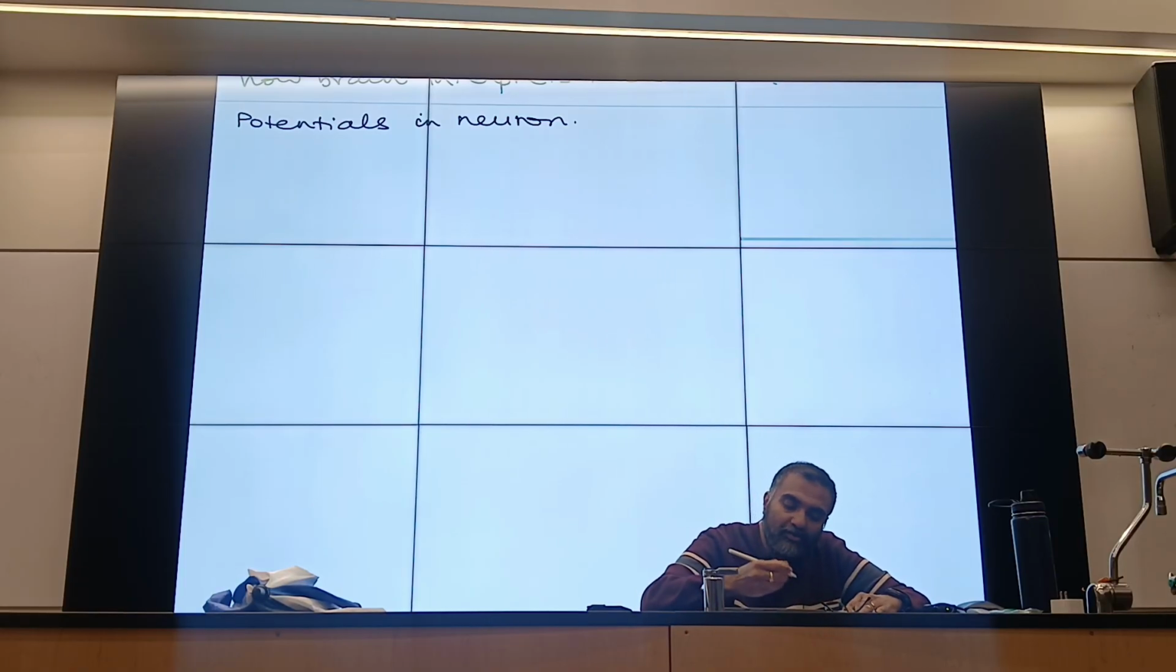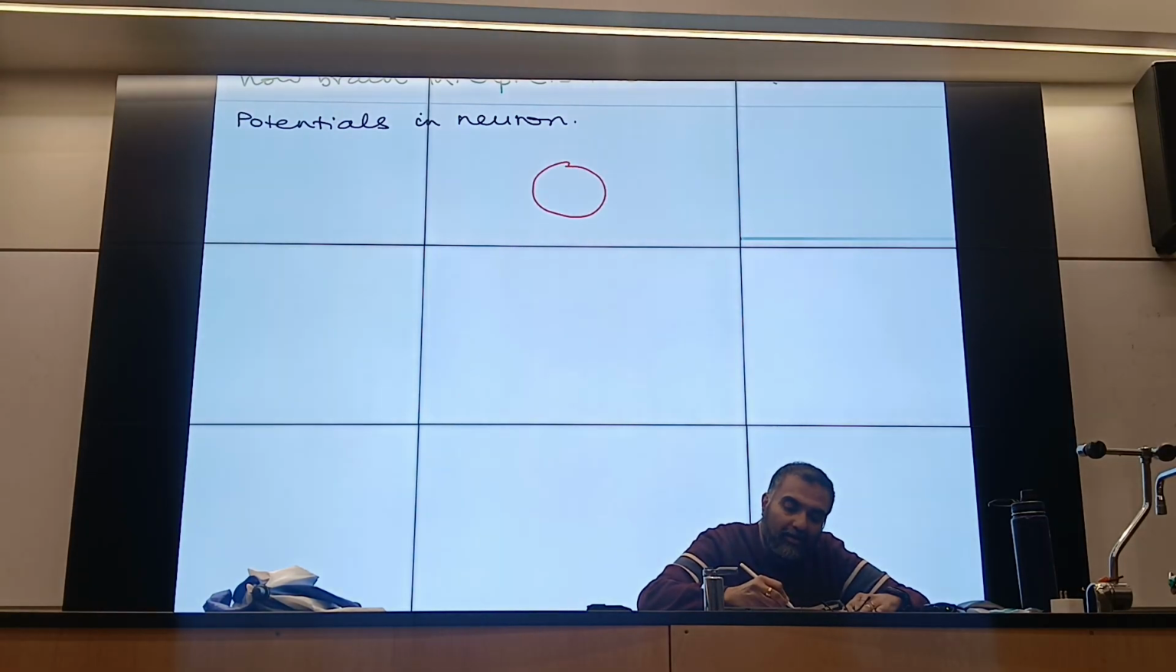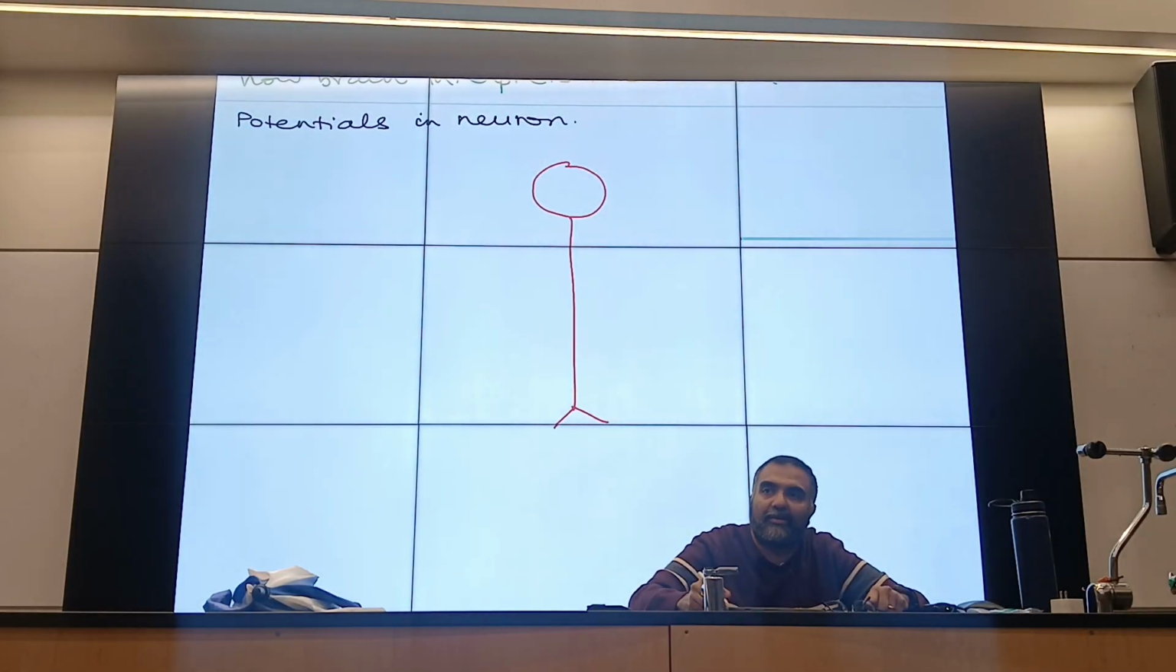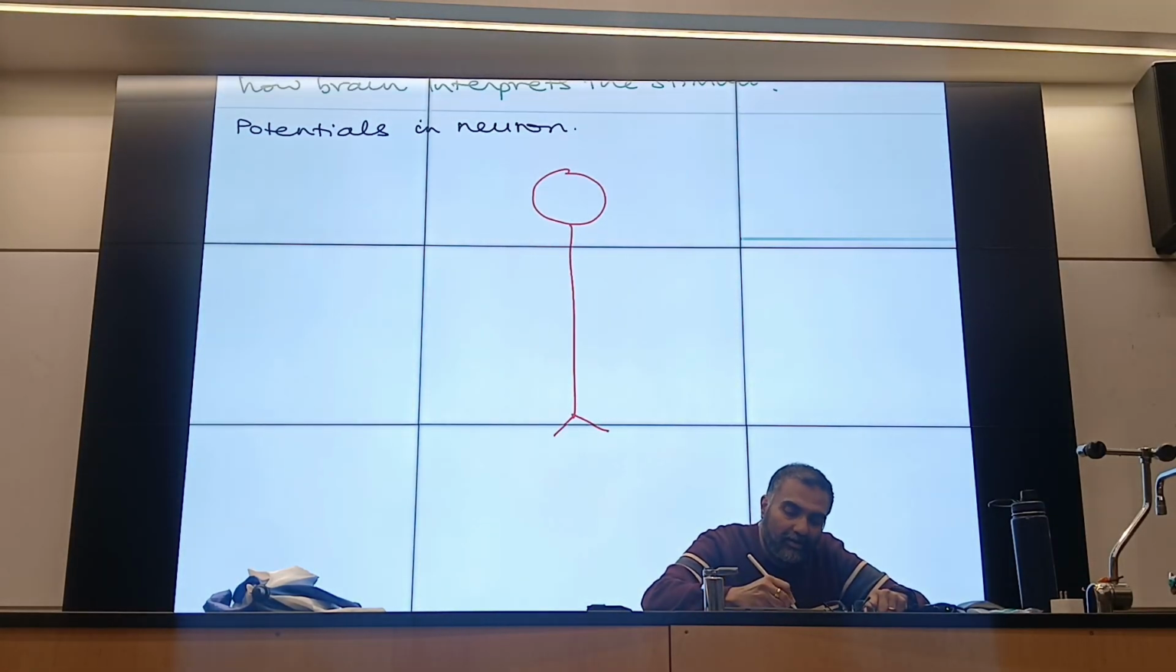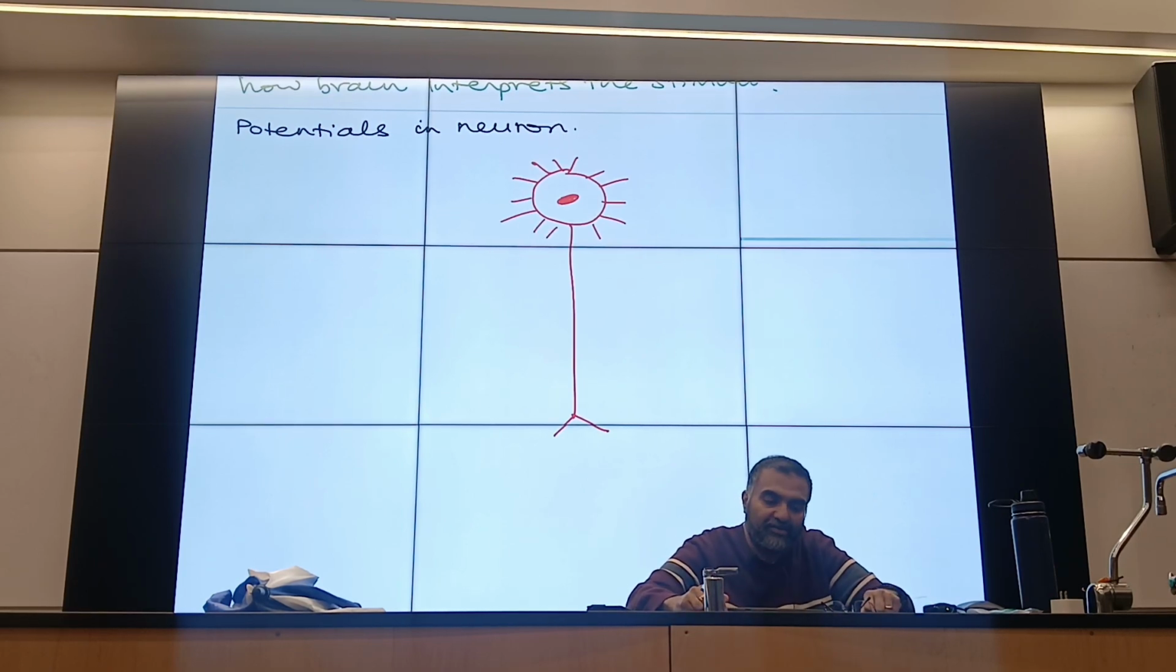So if this were the cell body, and then we've got the axon, and then we've got the axon terminals. I'm going to draw it like this, and I'm going to draw the nucleus just to give you an idea. That's the cell body, and understand that the cell body has all these dendrites.